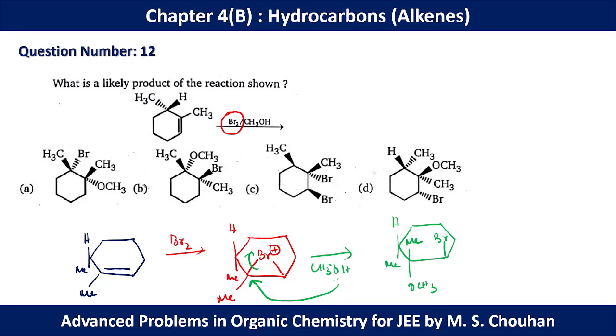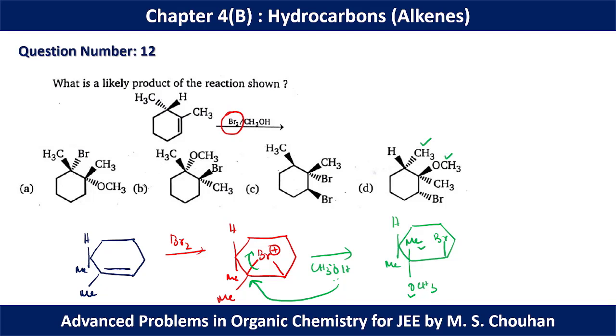If you go for the options, they are giving the bonds in the flying wedge form basically. So for above the plane and below the plane, we just have to look at the positions only. So here we have methyl above the plane and OCH3 below the plane. Methyl above the plane and OCH3 below the plane. In this case, we have the opposite situation: methyl below the plane, OCH3 above the plane.